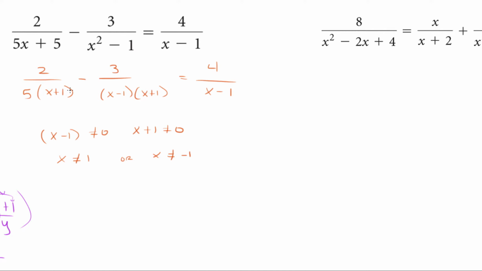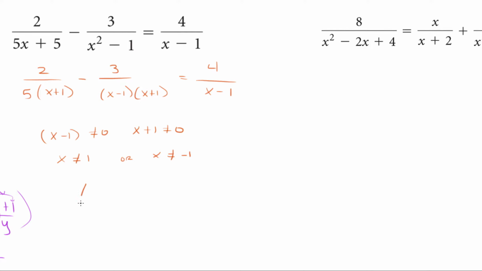So the question is, well, what's the least common factor between all of these? Well, notice that these two terms must be in there. There's one of them here, and there's one of them here. So we gotta write those extra ones. And there's also that 5 in here, so we also have to write that as well.